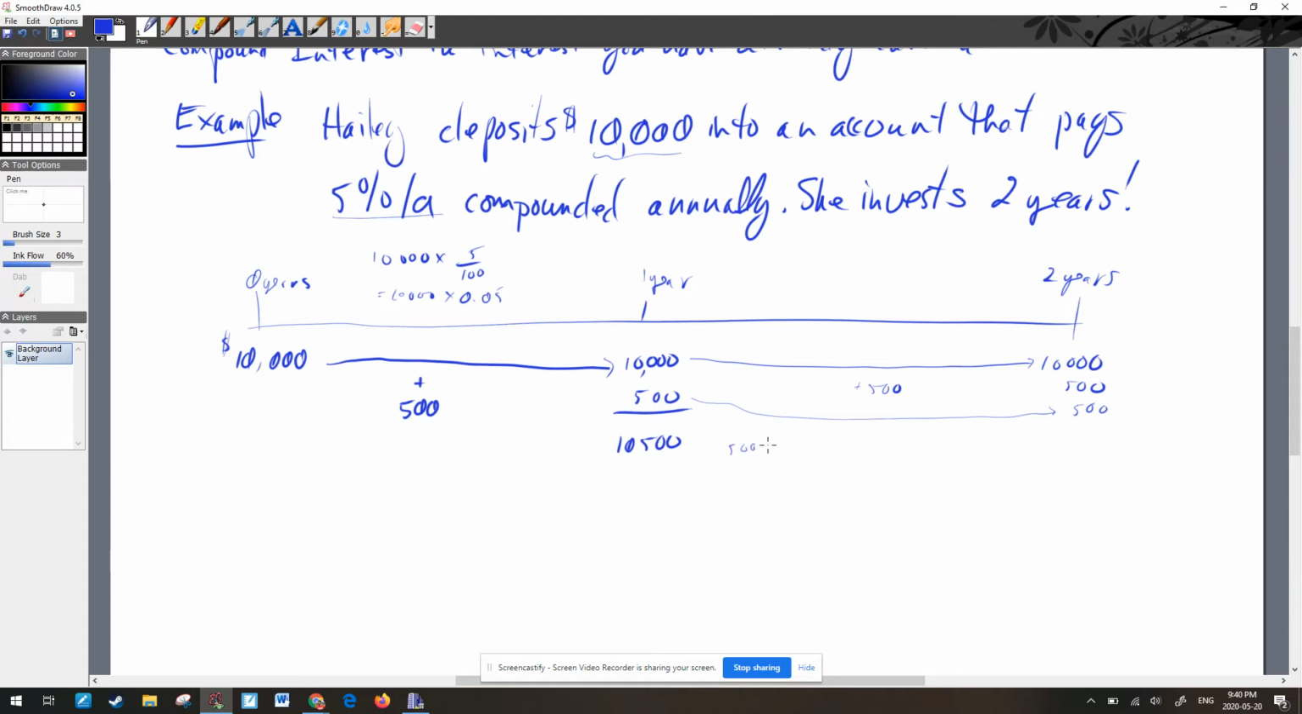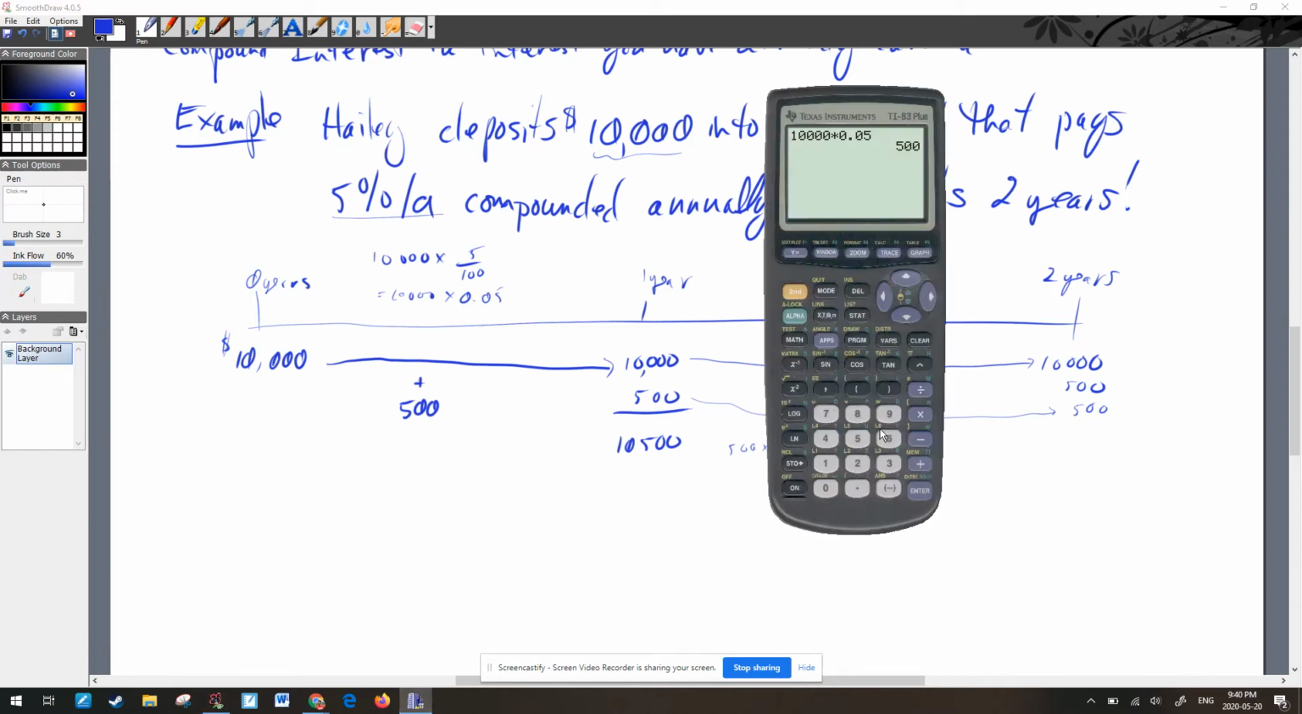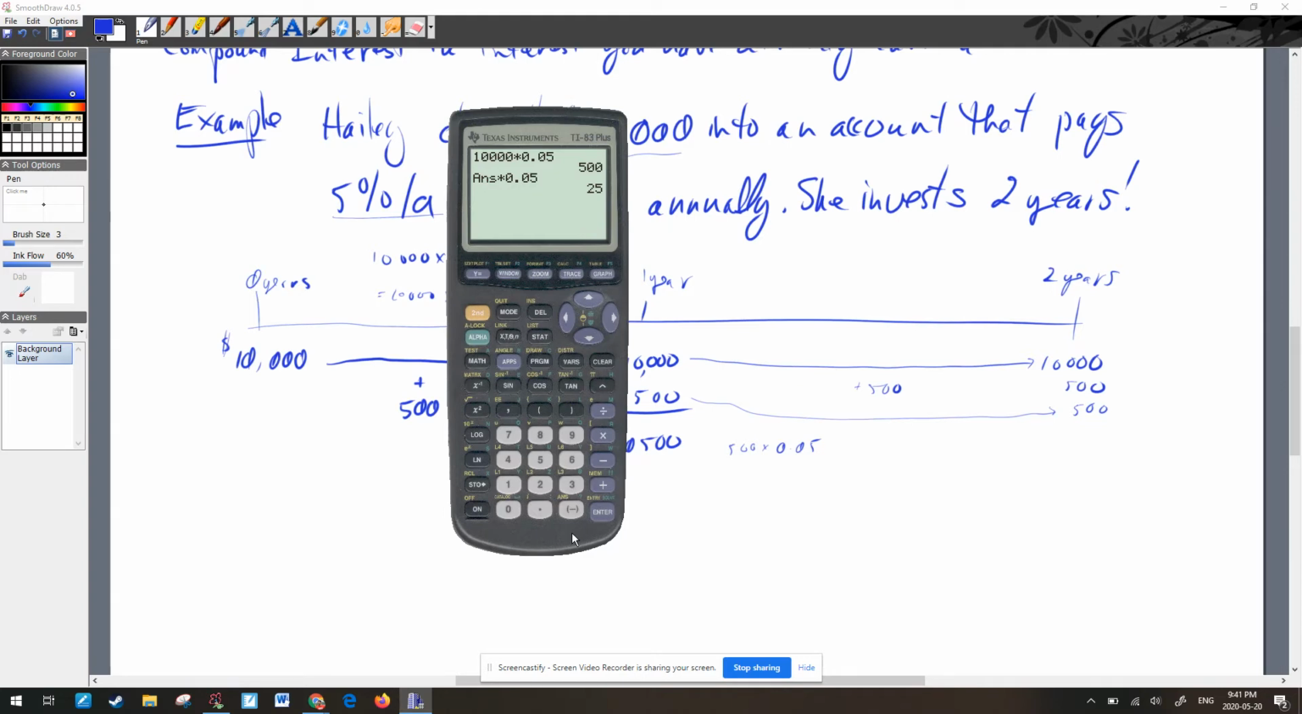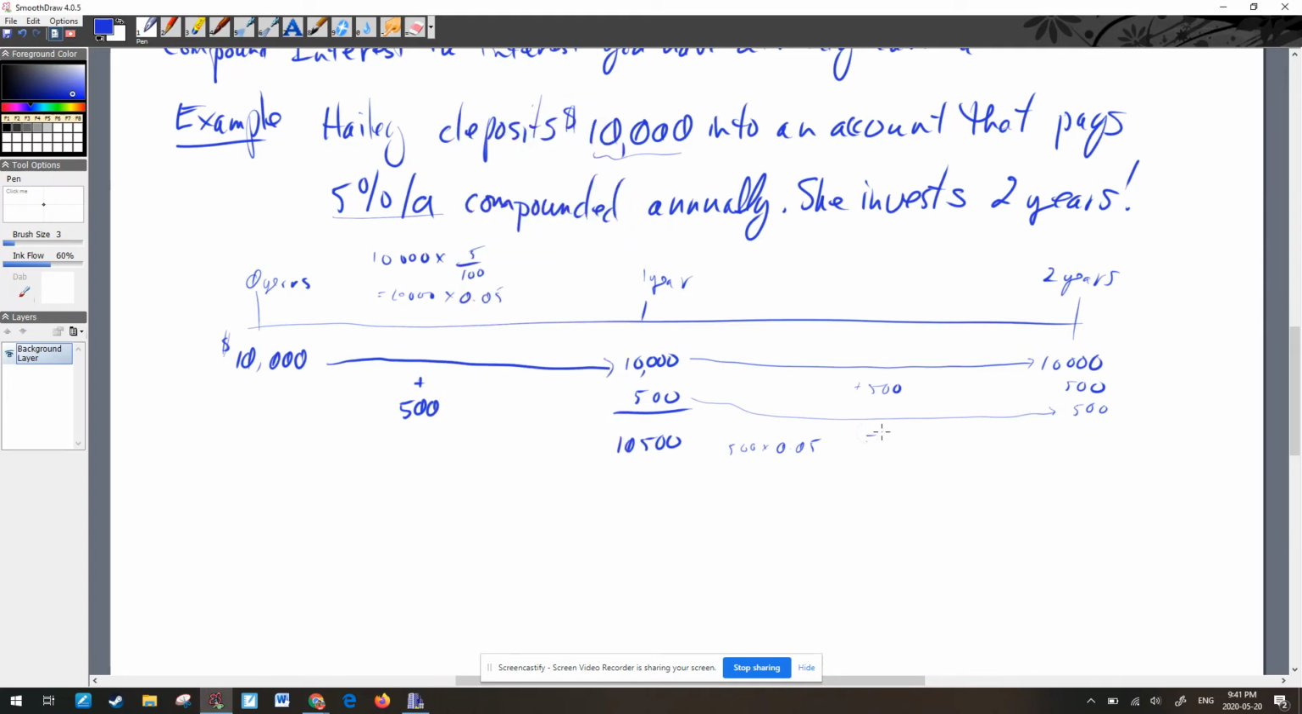So we're going to do 500 times 0.05. And what we're going to find out is that's like 25 bucks. Well, let's just confirm that. So we're going to take the 500, multiply it by 0.05, and it's going to be another $25. So her second year, she's going to earn an extra $25. So at the end of her 2 years, when she goes to take her money out, she'll have $11,025.